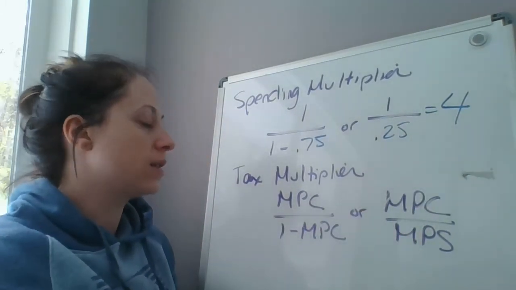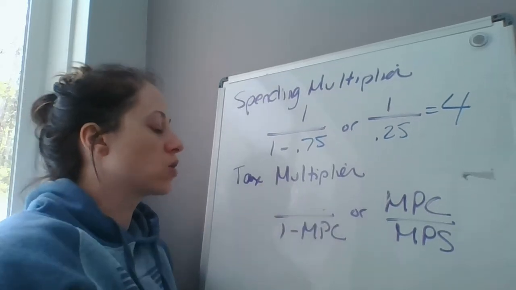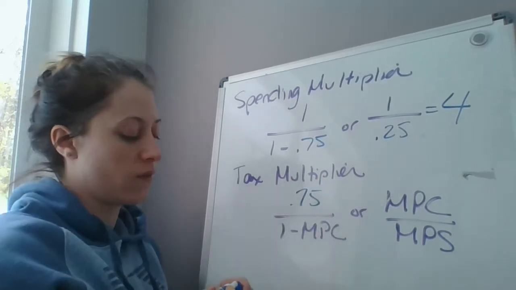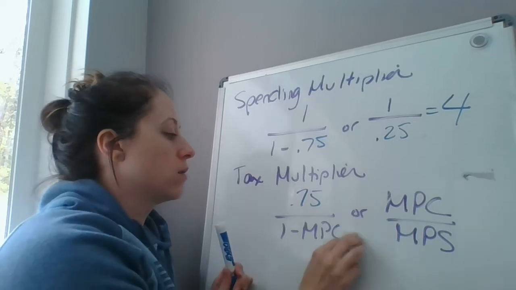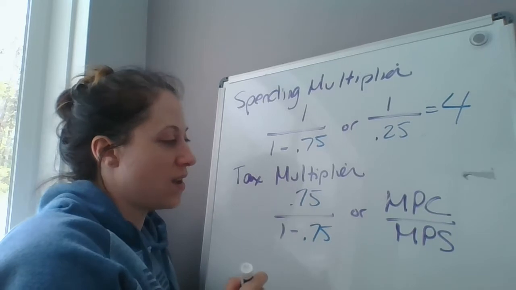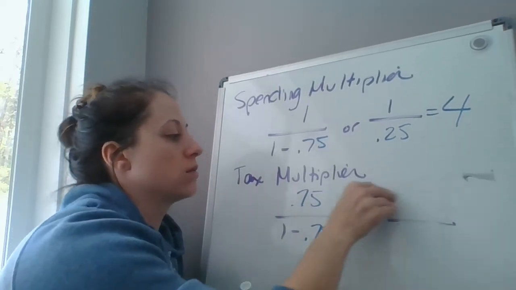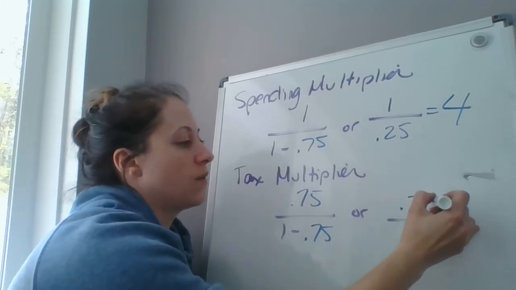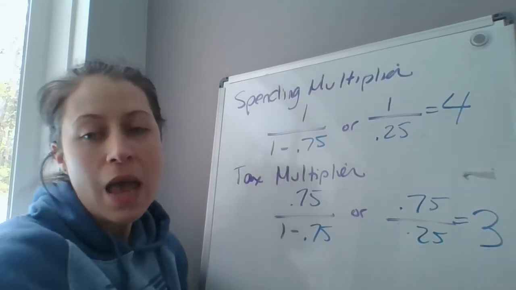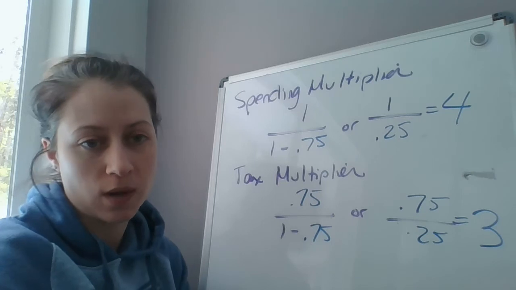If we then plug these same numbers into our tax multiplier, again, our marginal propensity to consume is 75 cents out of every dollar. Our marginal propensity to save goes on the bottom here. If we put it into our more simplified equation, it's going to end up being 0.75 divided by 0.25, which is going to equal 3. And so just like I told you, the tax multiplier is always 1 less because it's weaker.